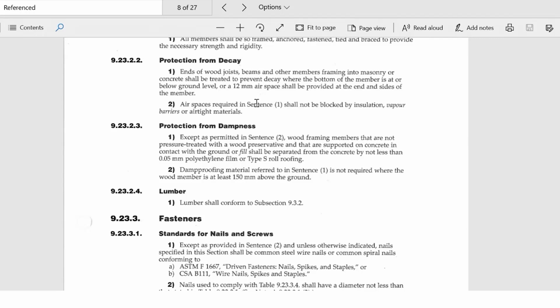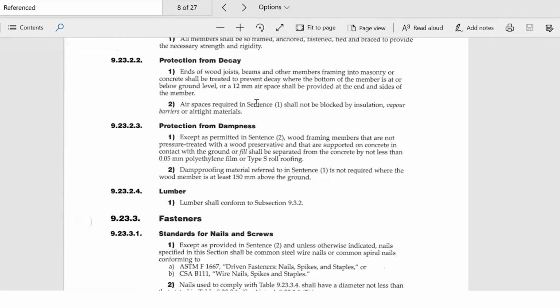So this is related to dampness and damp areas of the building, and you want to protect the wood framing members from that. Damp proofing materials referred to in sentence 1 are not required where the wood member is at least 150 millimeter above ground. If you have it 150 millimeter or more above ground, you don't need damp proofing material on your wood member. And lumber shall conform to subsection 9.3.2, which we saw earlier.